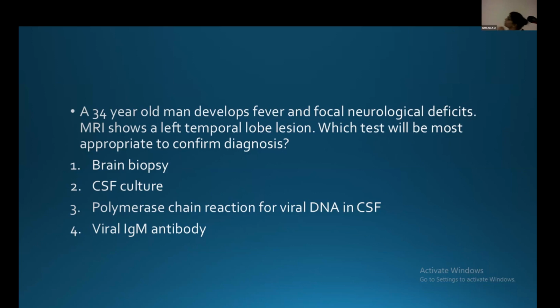Next, a 34-year-old man develops fever and focal neurological deficits. MRI shows a left temporal lobe lesion. Which test will be most appropriate to confirm the diagnosis? Yes, PCR for which viral DNA?